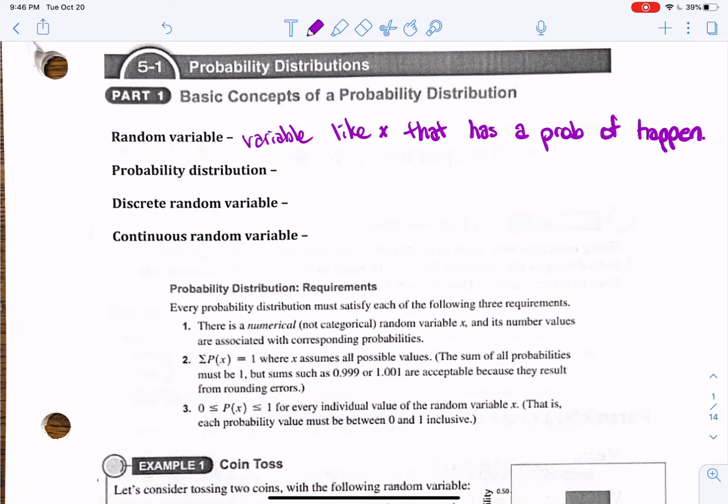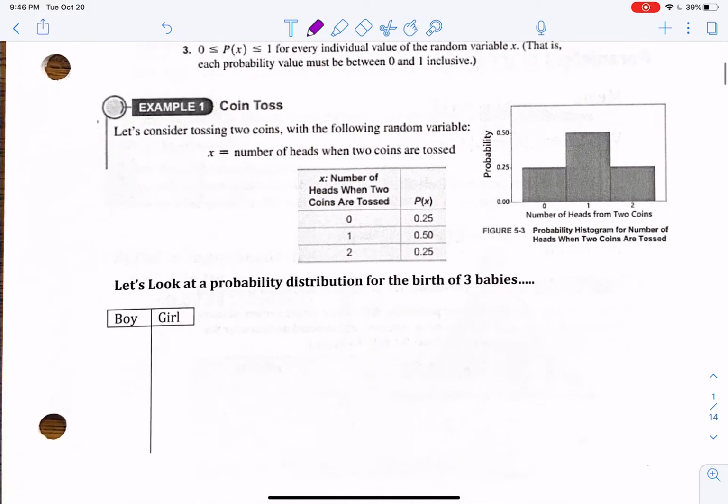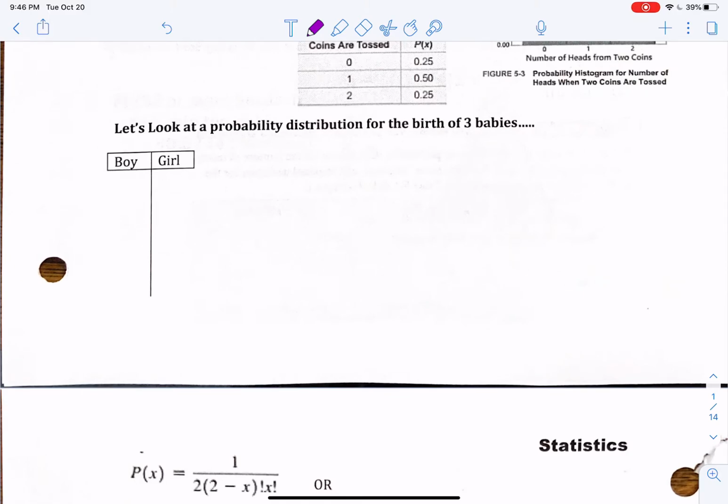A probability distribution lists out the random variables along with their probabilities. Okay, I'm going to go down to the bottom where we look at a probability distribution before we fill out the rest of that. So we're going to kind of skip around here.